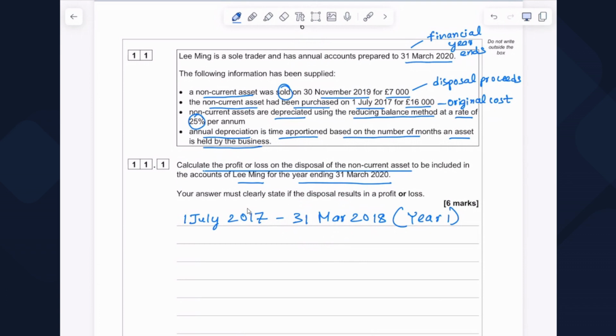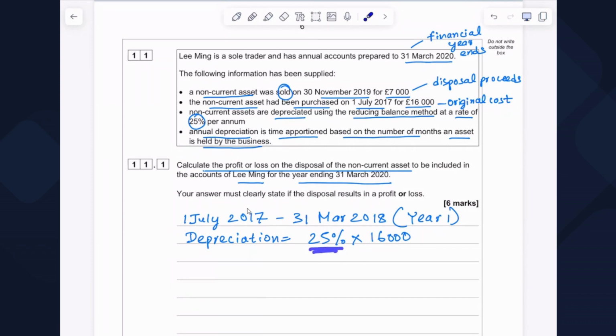So in this first year of usage, I want to calculate the depreciation using the reducing balance method. So what we're going to do is simply apply the percentage that we are given on the original cost of £16,000 that we have identified here. However, from 1 July 2017 until the end of 31 March 2018, we have 9 months that have passed. How do we know it's 9 months? We count July, August, September, October, November, December, January, February, and March. So that's a total of 9 months.